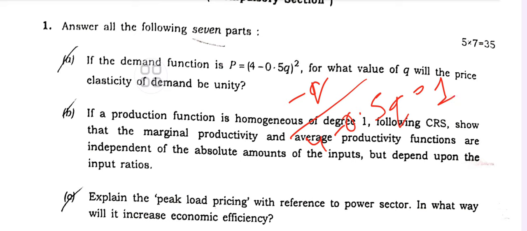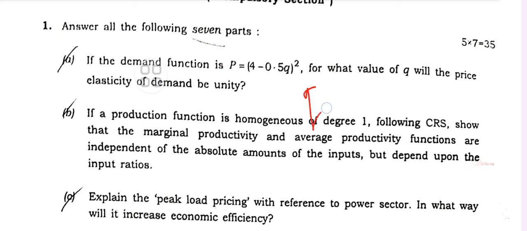From the first equation, if I solve it, Q equals 2.67, and from the second equation Q equals minus 8. We cannot take a negative quantity, so the answer will be Q equals 2.67. Okay, so this is the first question.